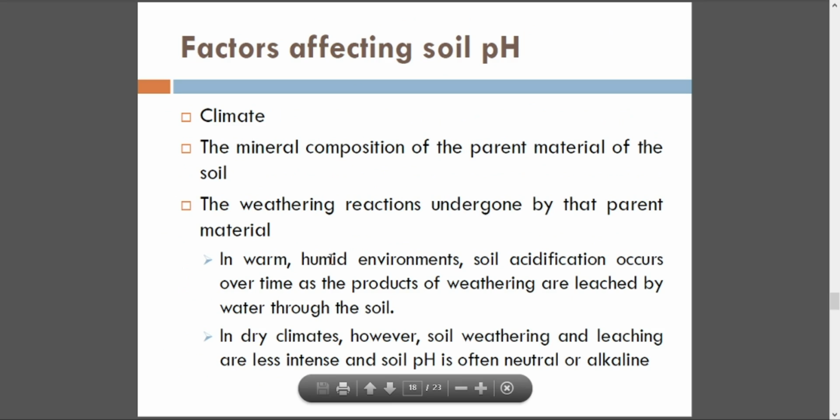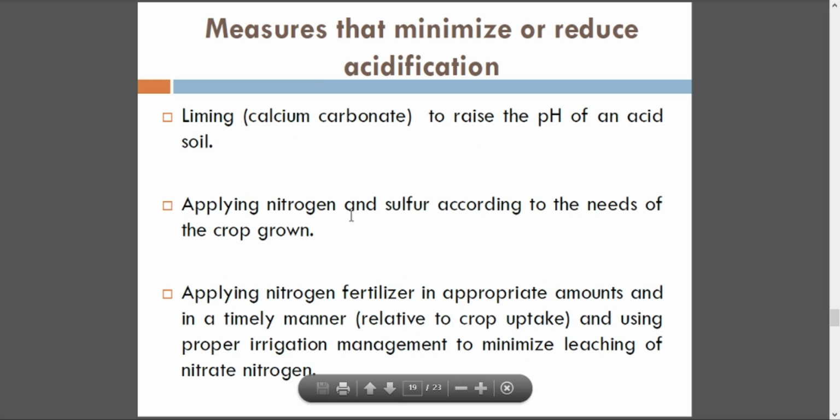So what factors affect soil pH? There are quite a number of factors. For example, climate, and when we are talking about climate, we are talking about rainfall and drought. So in both situations, we have different effects on the soil pH. And then the mineral composition of the parent material from which the soil was weathered can also affect the soil pH. And then the weathering reactions undergone by the parent rock can also affect the pH of a given soil.